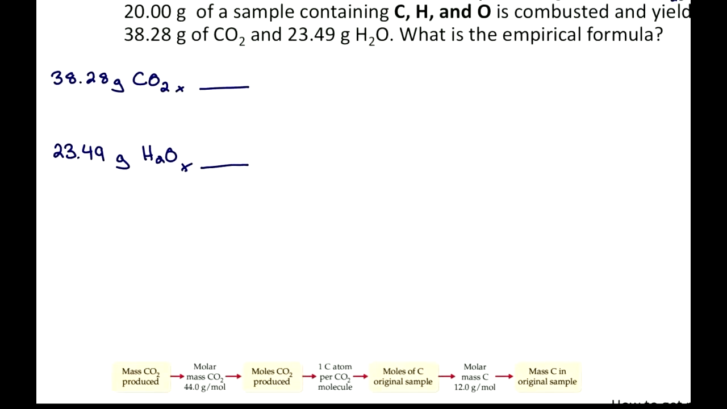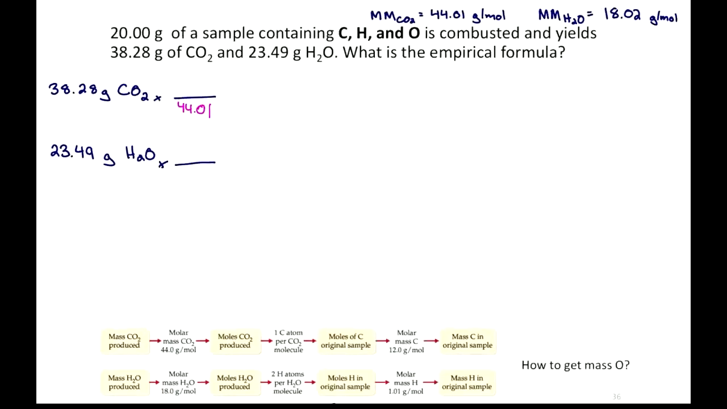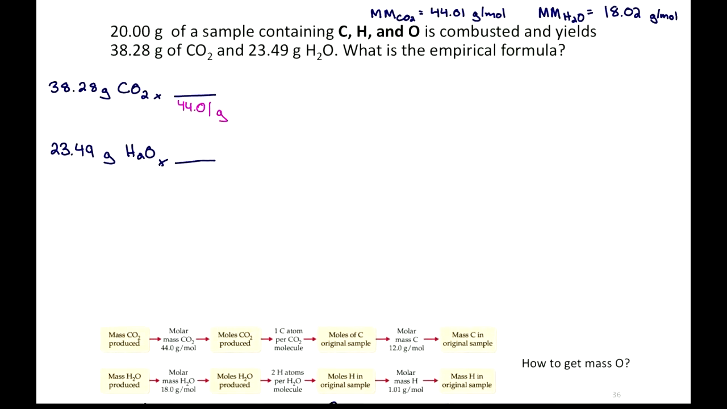So let's do CO2 first. We need to convert grams of CO2 to moles of carbon. So I'm going to divide by the molar mass here. Did I give you molar masses? Yes. All right. So 44 grams is 1 mole of CO2. But I don't want moles of CO2. I want moles of carbon atoms instead. So 1 mole of CO2 is 1 mole of carbon.